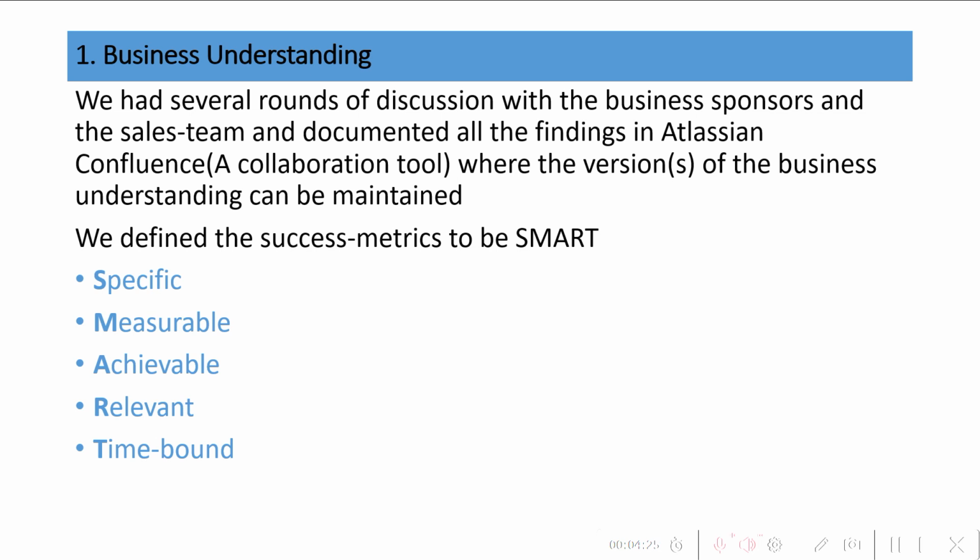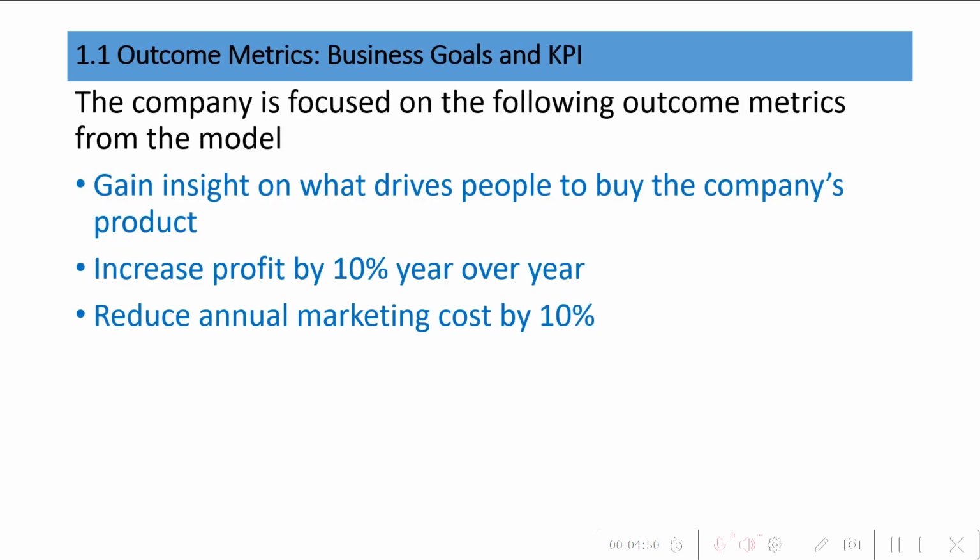The development team had several rounds of discussion with the business sponsors and the sales team and documented all the findings in Atlassian Confluence and also in Microsoft Office. The development team defined the success metrics to be SMART: the outcome will be specific, measurable, achievable, relevant, and time bound.